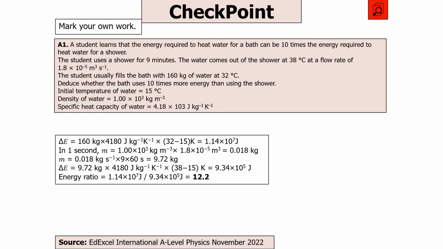So therefore we can then work out what it's going to be for 60 seconds. So say they're in the shower for 9 minutes, so do 60 seconds times by 9, so 0.018 times by 9 times by 60 is 9.72 kilograms.